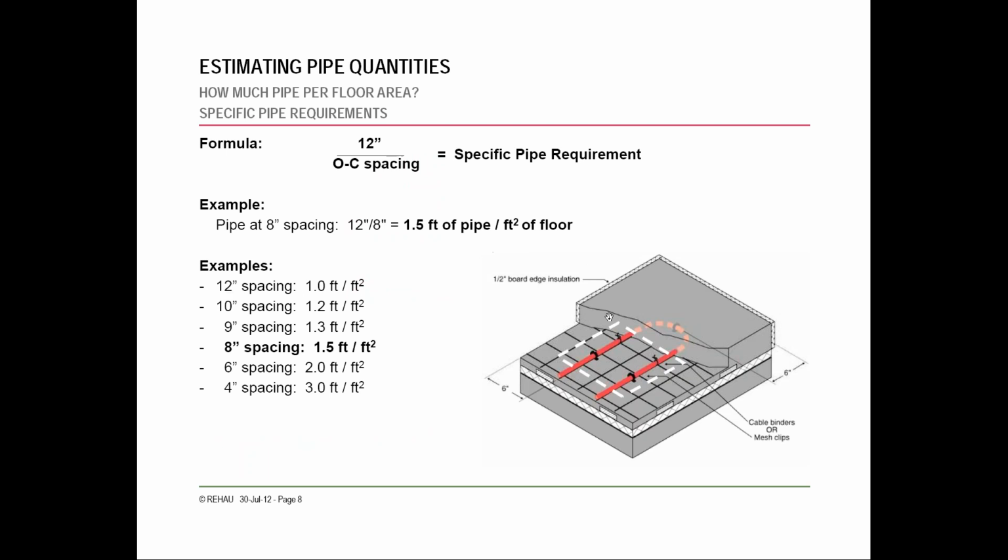Basically, for a standard slab, standard load, you're going to be looking at 12-inch spacing. So it's basically 1 foot of pipe per square foot of area. So 200 square foot area, 200 feet of pipe. Pretty straightforward. We recommend 9-inch spacing for snowmelt outside. So that obviously ups the amount of pipe you need per square foot.